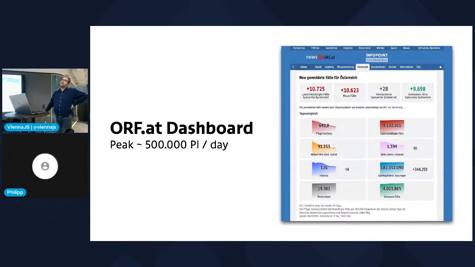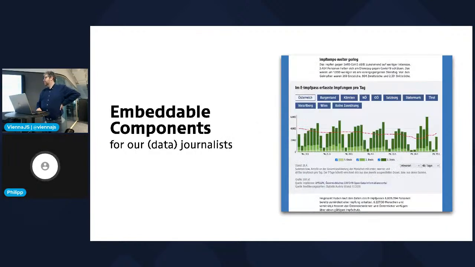So this is the dashboard, as you might already have seen in your daily news usage. At the peak of the pandemic, it had around 500,000 page impressions per day. Now it's a little bit lower, but still very well visited at the moment. And this is just a standalone version of it. We also have these embeds for the stories, and this is the more interesting part because our journalists can use all the graphics from the dashboard and embed them into their stories and tell more about the data because most of the time it needs a little bit of explanation.